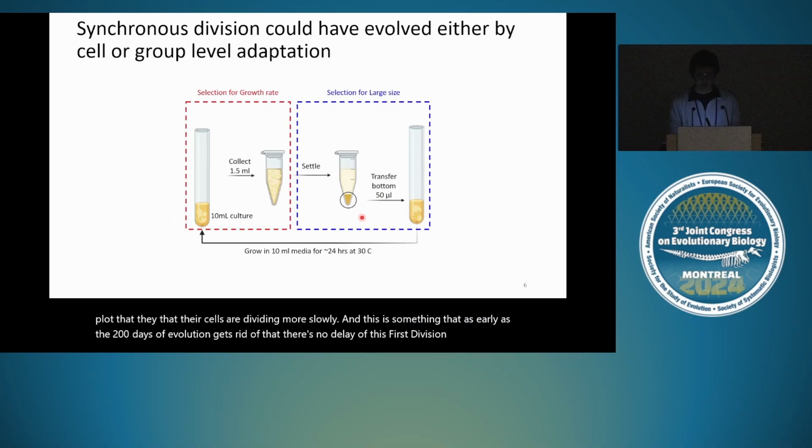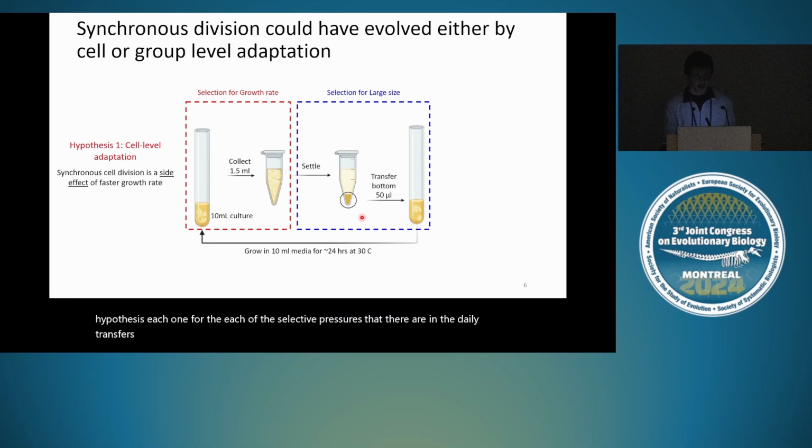To explore how cell synchronous division evolved in the snowflake yeast, we have two hypotheses, one for each of the selective pressures in the daily transfers of the organism. So for the selection for growth rate, cell synchronous division could have evolved as a cell-level adaptation. Synchronous cell division could be a side effect of selection for faster growth rate.